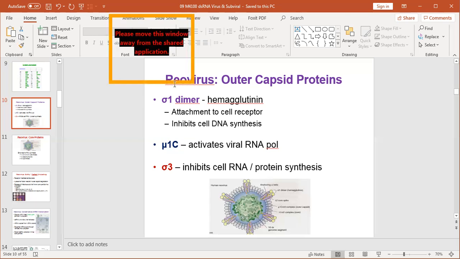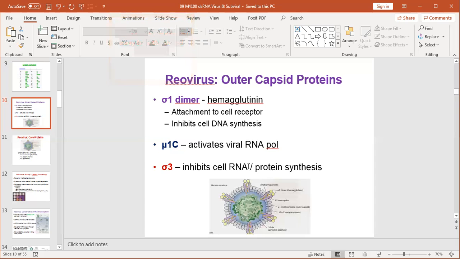So if you have these proteins, like the sigma 1 dimer that inhibits host cell DNA synthesis, and sigma 3 that inhibits host cell protein synthesis, therefore, the host cell cannot survive. After RNA is being replicated, the host cell will die.